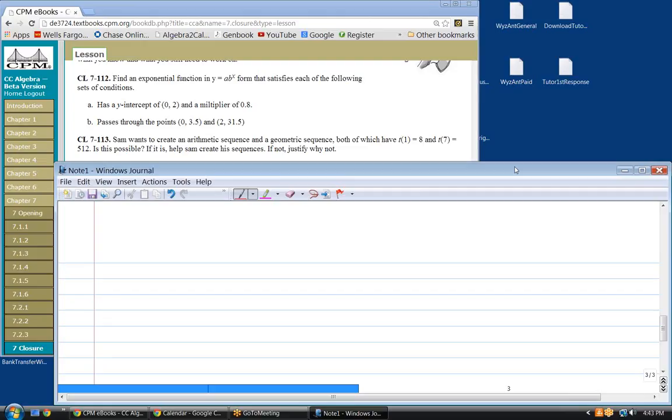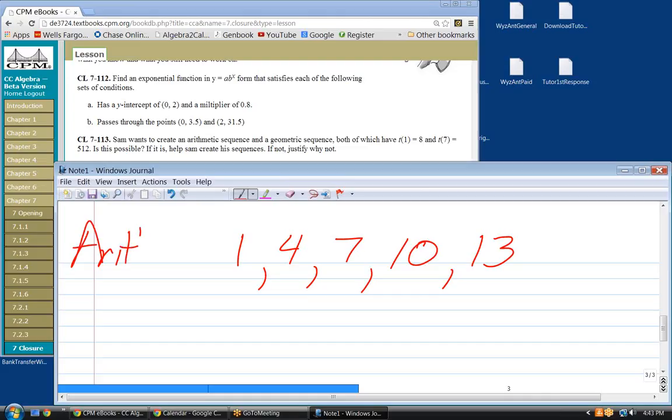Sam wants to create an arithmetic sequence. First of all, what is an arithmetic sequence? Let me write a sequence. A sequence is just a sequence of numbers. Okay? This is an arithmetic sequence. Why? Because it's adding by 3. Yeah, because there's a common difference between every number. So if I change that 13 to a 12, that's no longer an arithmetic sequence. Still a sequence, but it's not an arithmetic one.